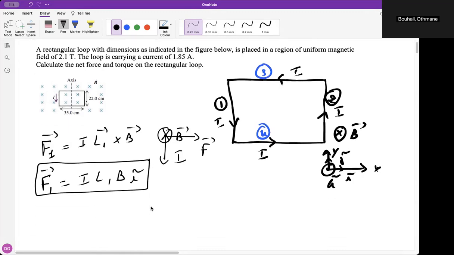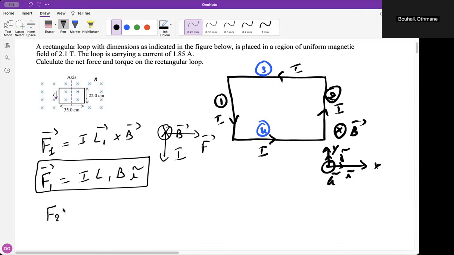Then the magnetic force on side 2. You can easily see that in side 2 the current is going up, and the magnetic field is going into the page. When you do I cross B, you have the magnetic force going to the left, which means in minus i. It's the same length, because L1 is equal to L2, so it's equal to a minus sign here, and then L2 B i.